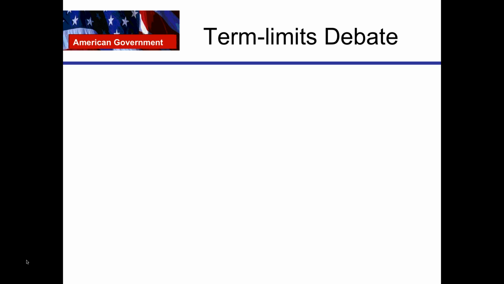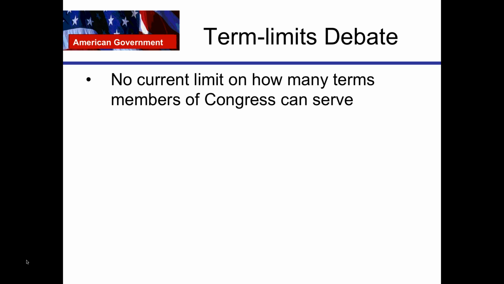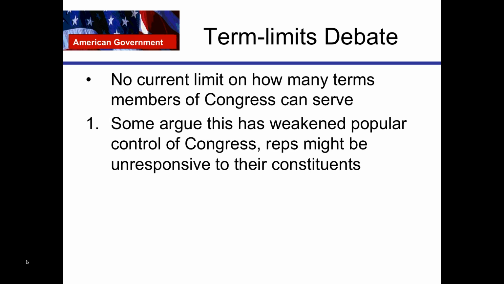All right. Term limits are a very hotly debated topic in Congress. So no current limit exists on how many terms members of Congress can serve. Some argue this has weakened popular control of Congress. Representatives might be unresponsive to their constituents because they don't have a real threat to not be reelected because they are incumbents, and incumbents usually win due to name recognition, franking privileges, and such. So if members of Congress aren't worried about being reelected because of their advantage of incumbency, the argument is that they are going to be unresponsive to their constituents.